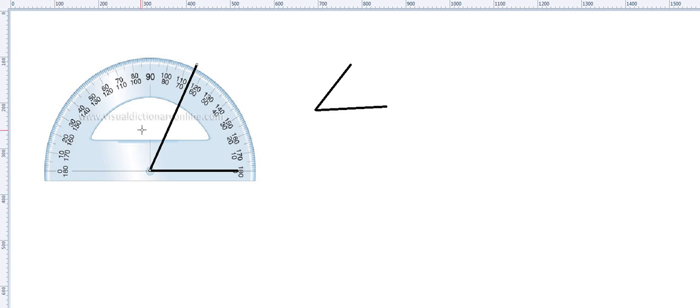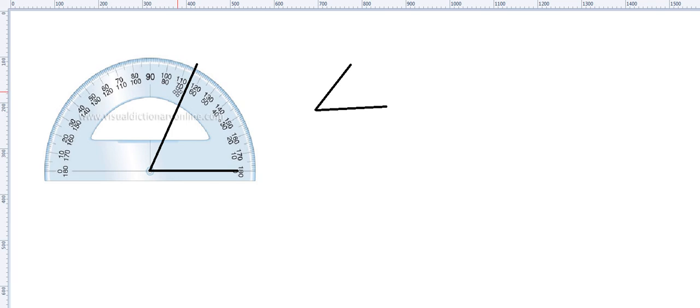And now I've got to figure out how big this angle is. Like I said, there are two different numbers up here. There's the hundreds, and then there's just 70, 60, 50. So I've got to figure out what type of angle this is. Is it an acute angle? Is it an obtuse angle? Looking right here, it's an acute angle because it's smaller than 90 degrees. Because it's acute, I use the smaller numbers, so I'm going to use the bottom numbers.